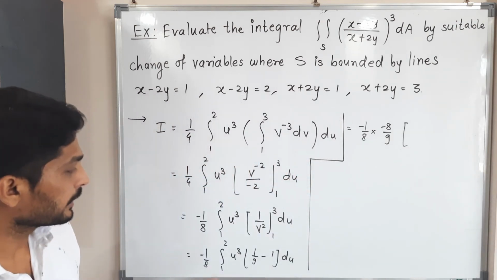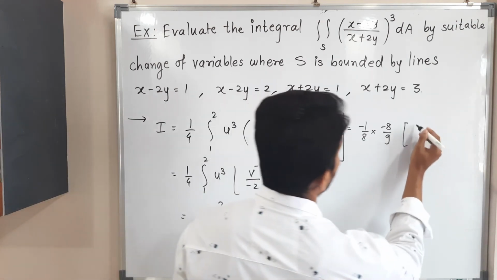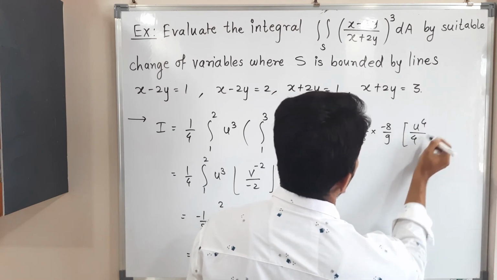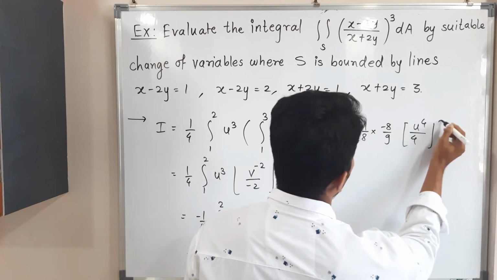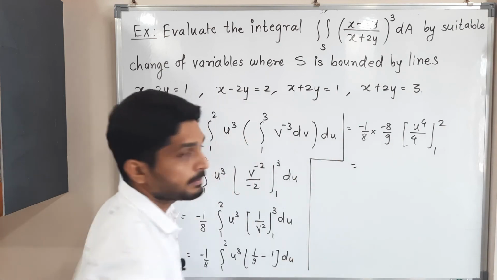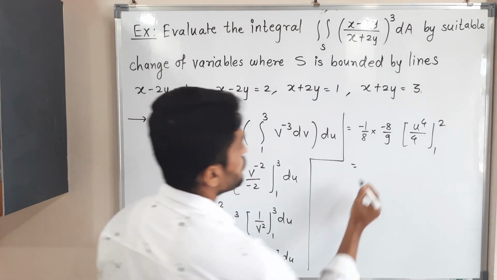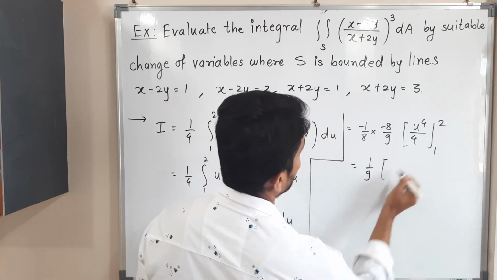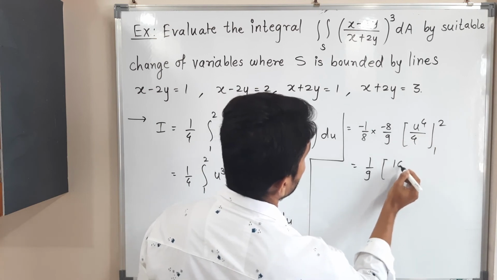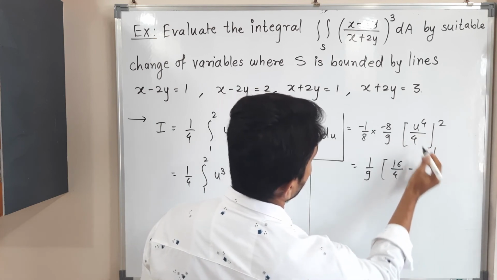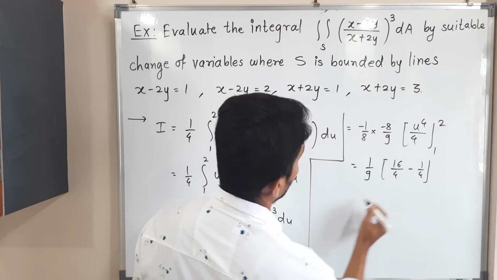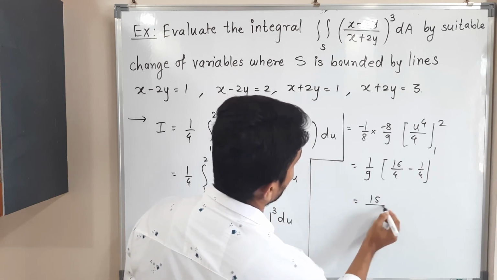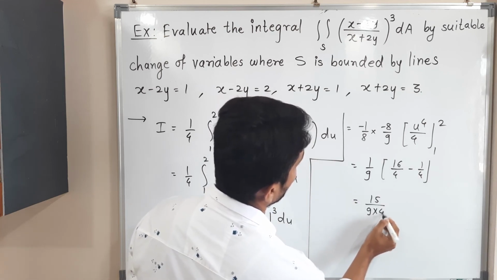Okay. What is integration of u cube? It is u raised to 4 by 4 with limits 1 to 2. Getting? So minus, minus plus, 8 will get cancelled. So it's 1 by 9. Next, if you put 2, it is 16 by 4 minus, if I put 1, 1 by 4. So this is 15 by 9 into 4.